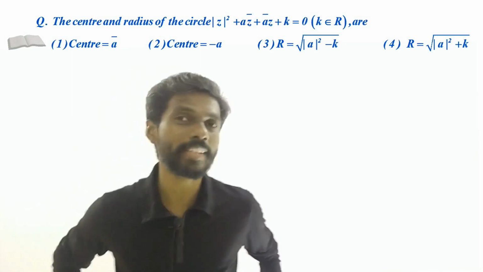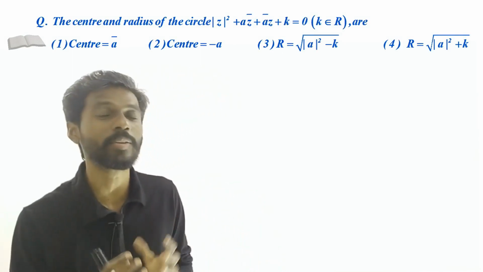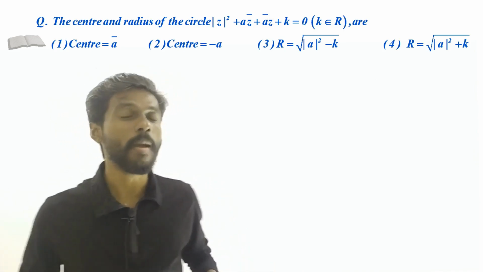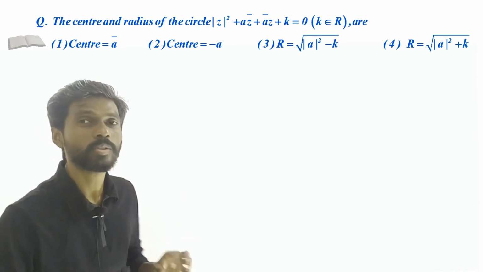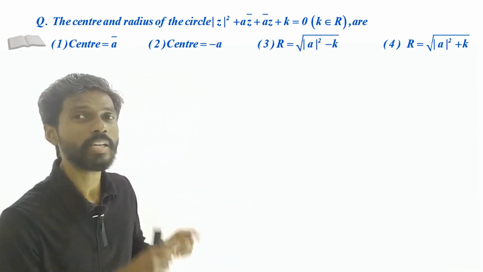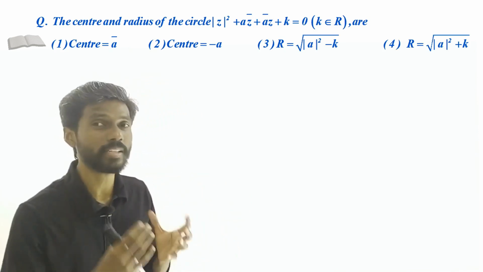Here also we need to find the center and radius of the given circle. But this circle equation does not resemble the circle equation that we know. We know the equation of circle modulus of z minus a equal to r, but this equation is not of that form. So to find the center and radius, we have to bring this equation into that form, right? So let us simplify this equation and get it in that form. Only then we can write the center and radius, right?